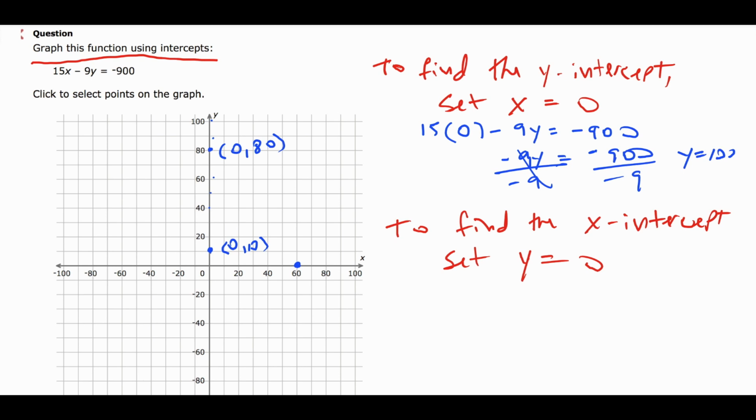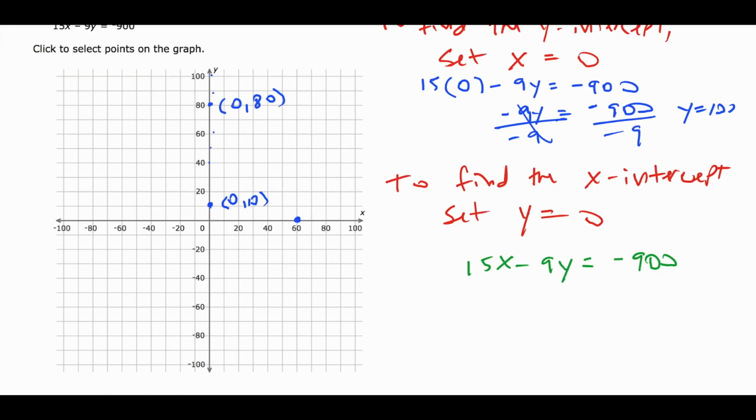Over here, I didn't copy down yet. 15x minus 9y equals negative 900. Now what am I doing? You make the y 0. For this one here, by the way, y is equal to 100. That's the y-intercept. So I'm going to go ahead and put a dot at 100.